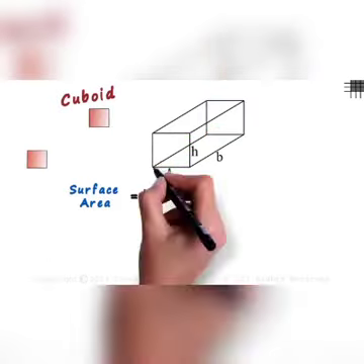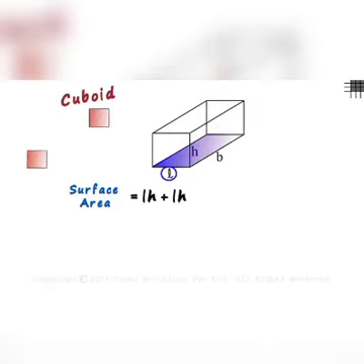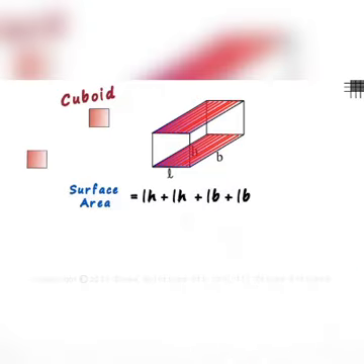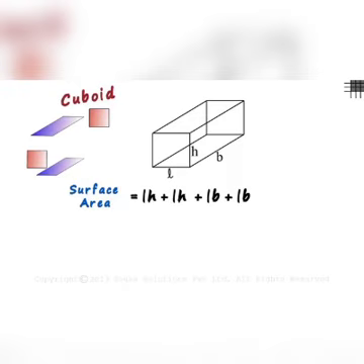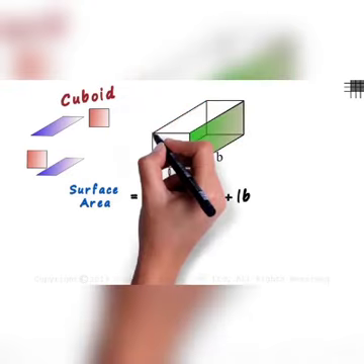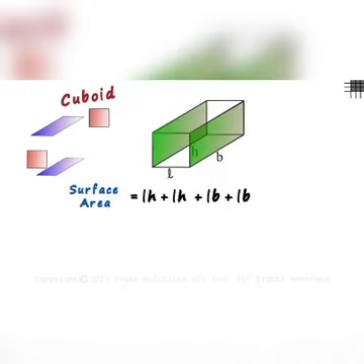The area of the rectangle at the bottom will be L into B. The area of the rectangle at the top will be the same as that of the bottom. This sum will be LB plus LB. Now let us turn to the other side. We got the areas of the front, back, top and the bottom. What remains is the side faces.